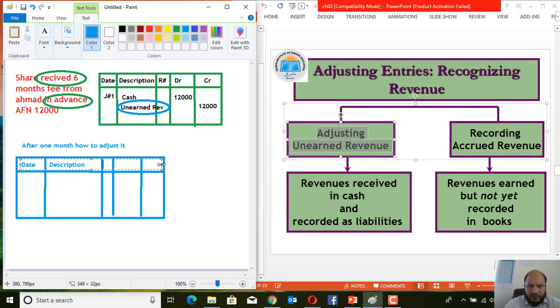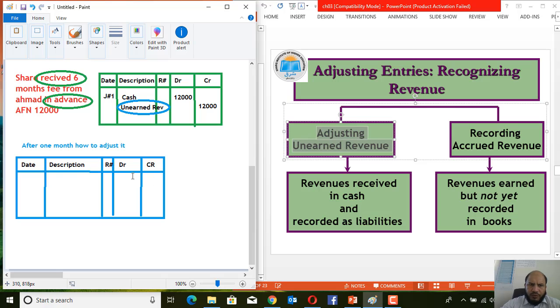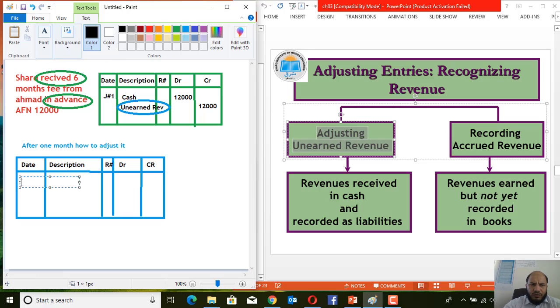Third we have the reference number, and then we have the debit record, and then we have the credit record. So dear students, now after 1 month we will record this transaction. So after 1 month this will be January 30th. Okay, so let's do the record.